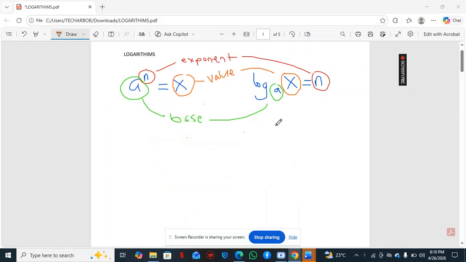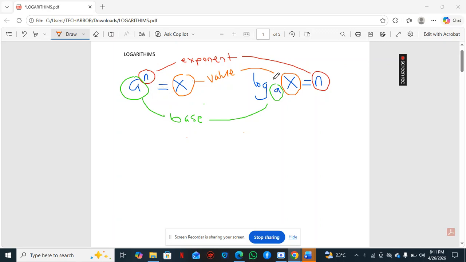Okay, so this is an introduction to logarithms. Now I want to show the relationship between logarithms and indices. If we look at this expression here, a to the power n equals x. a is the base, which is usually represented by a number. n is the exponent or the power, and x is the value. This is for indices.